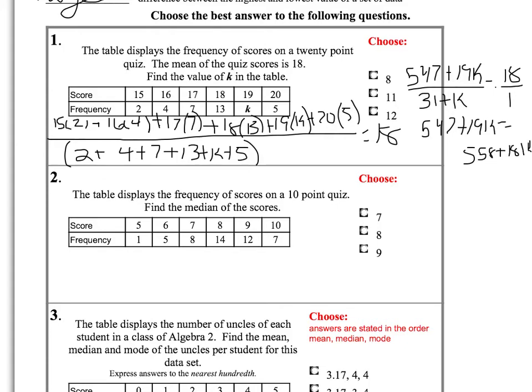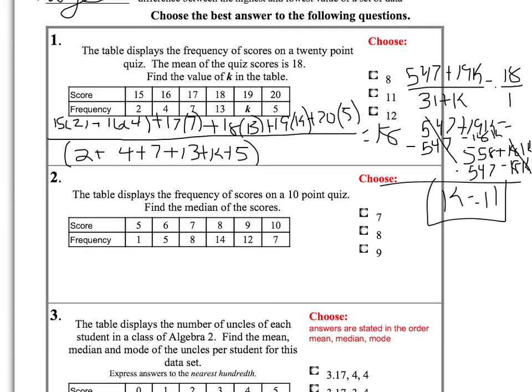Let's get our k's on one side and numbers on the other. So I'm going to subtract the 547. I'm also going to subtract the 18k. I'll end up getting k equals 558 minus 547 is 11. So k equals 11. So again, not the ones you were doing when you were in algebra class in 9th grade. These ones are a little more difficult.